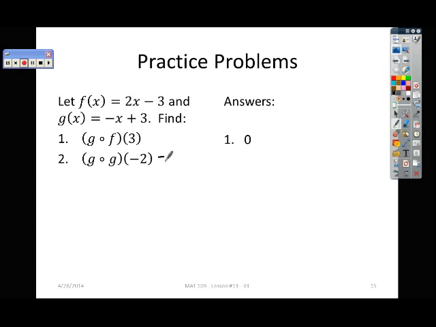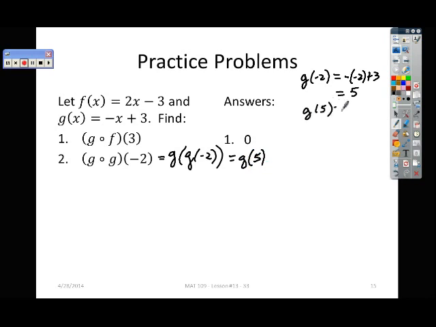This says to do this. What's g of -2? It's minus a -2 plus 3 equals 5. So that means I need g of 5. Signs. That's usually the place that the error is in signs.